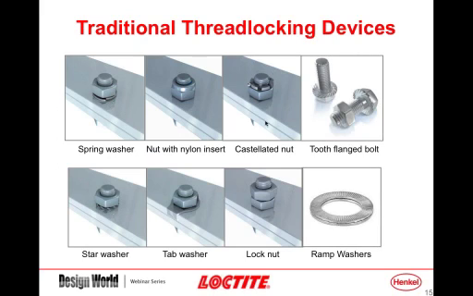The star washer and some of these other serrated methods like the flanged face take the same approach of trying to increase the friction to prevent the backwards motion. We have the castellated nut here, the tab washer, wired nuts like used in aerospace. Another common approach where in this case they're actually using a mechanical device to prevent the loosening of the fastener. So it's a mechanical device.